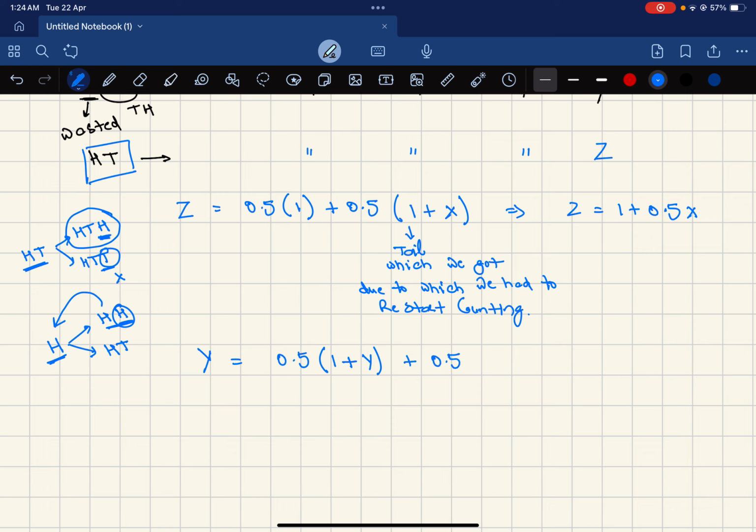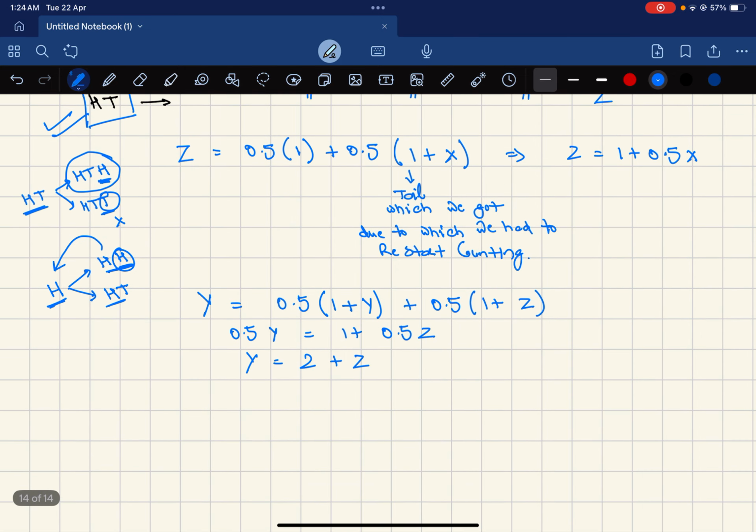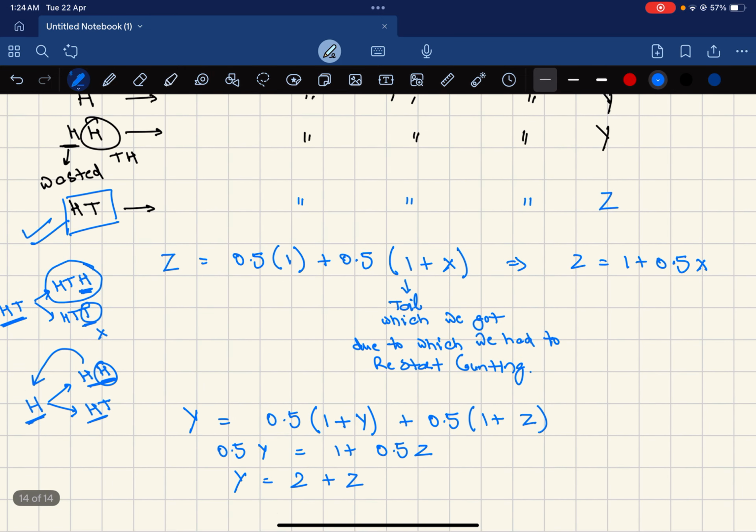But if we get a tail, we have HT, and for HT we already know we need z more trials, which we saw in this particular case here. So we can simply write it as 1 plus z. So this is 0.5y equal to 1 plus 0.5z. Now if we multiply the whole equation by 2, we get y equal to 2 plus z. So this is how we come to the value of y in terms of z here.